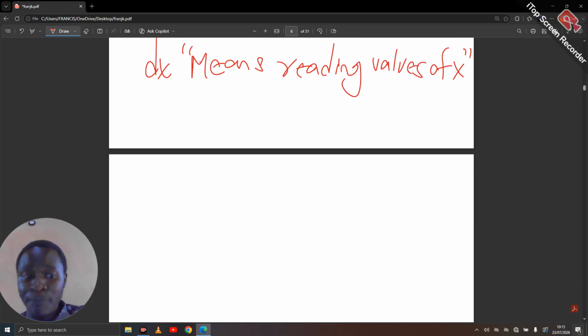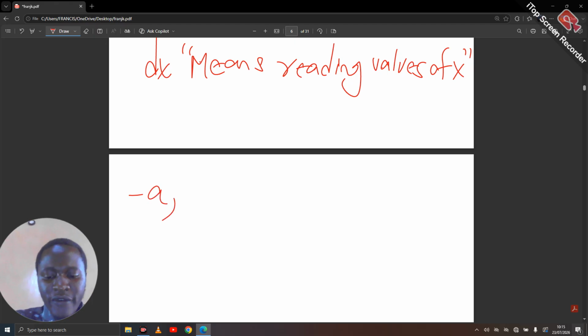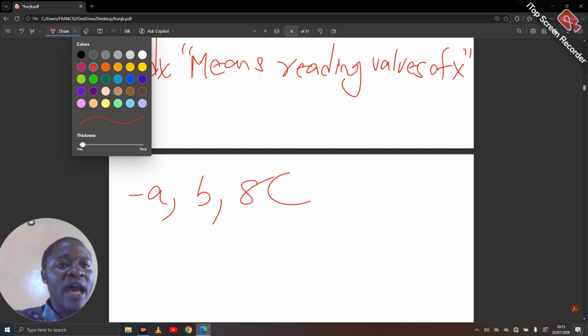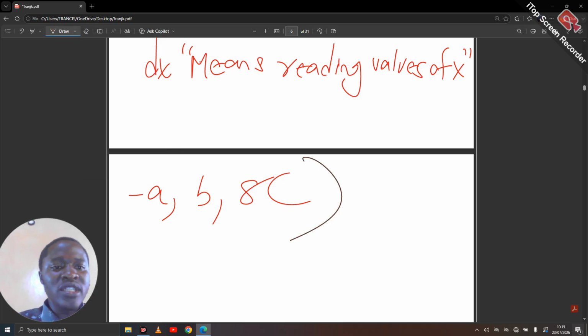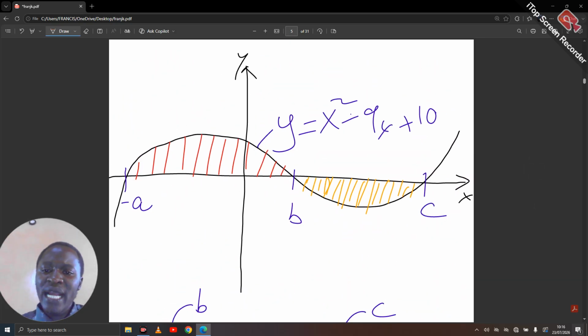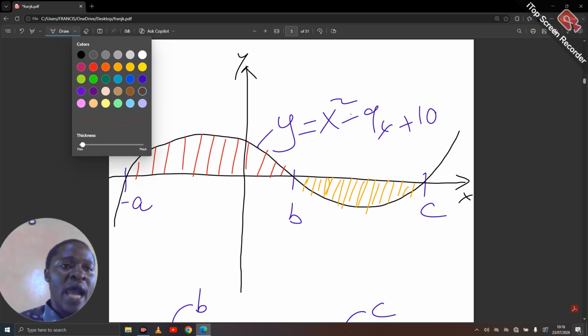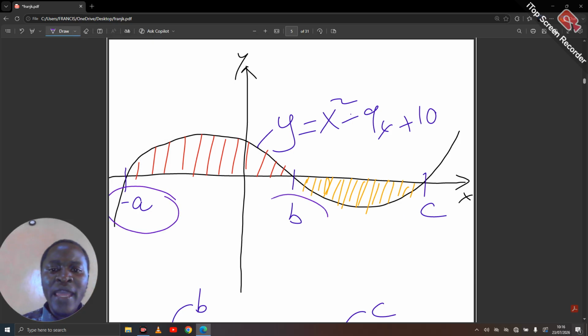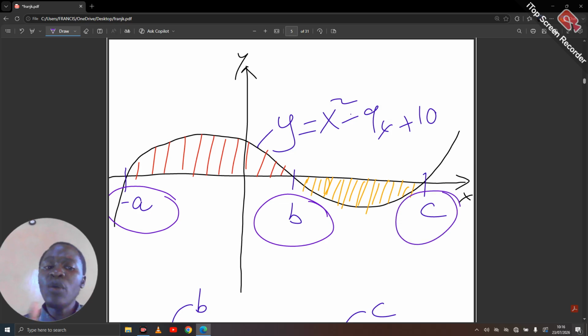Sometimes, not in all cases, the values of negative a, b, and c, remember, I just gave an example. These were just examples that I gave. Negative a, b, and c may be where the curve could be cutting the x-axis. Sometimes an examiner will not provide you with the actual values of negative a, b, and c. An examiner will not do that.